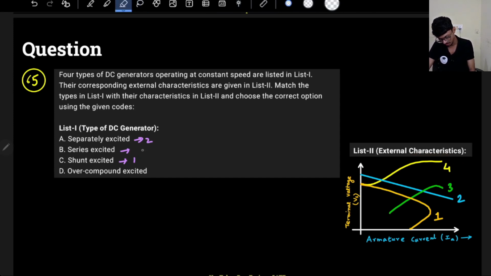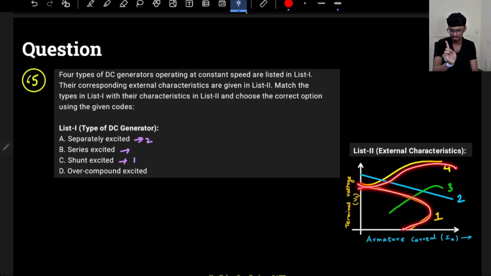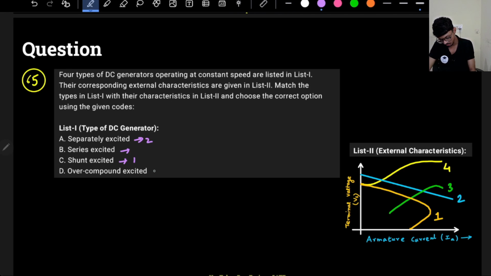I was mistaken here. So in both of these cases, the light load voltage and the full load voltage, the full load voltage is higher than the light load voltage. So both of them can be of series generator or compound generator. But for this one, I see that at no load, when the armature current is 0, both of them produce the same voltage in case of shunt, and in case of over compound that is possible. So that's why the fourth one will be the over compound one, and the third one will be the series one. Just be careful regarding this mistake.